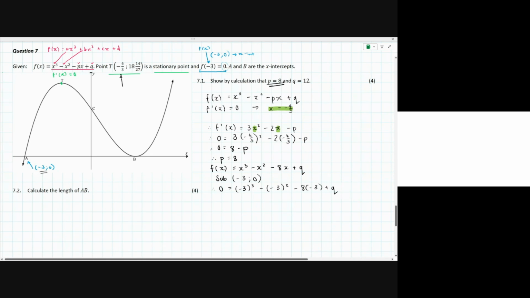So again, if we type all of that in, I'm just making sure that I still get the same answer by doing this. We get that 0 equals -12 plus q, and so q is equal to +12, which once again is exactly what we wanted. And so now I know that my equation of f of x is x cubed minus x squared minus 8x plus 12. Now, I didn't ask for the equation, just asked for values. So you've done that. You don't need to do anything more there.